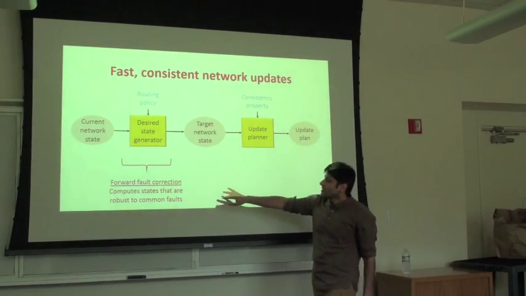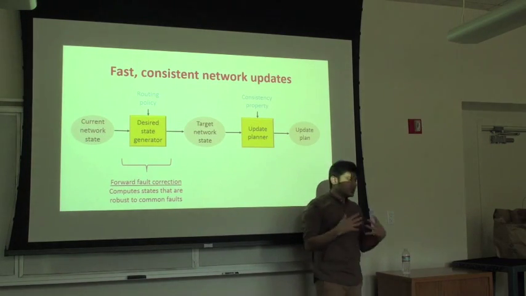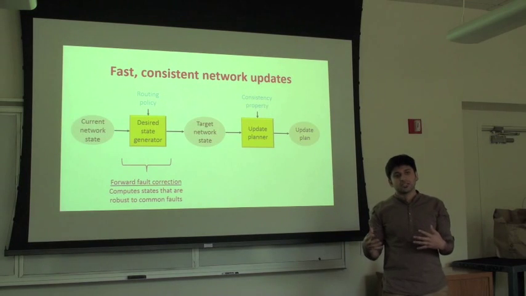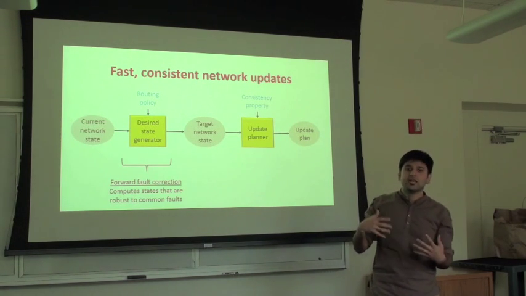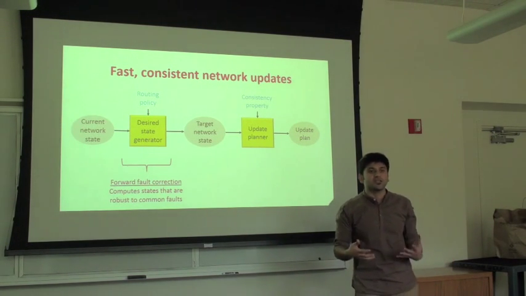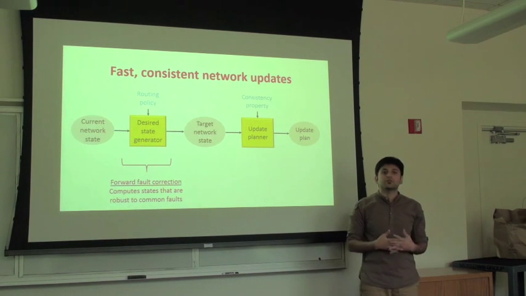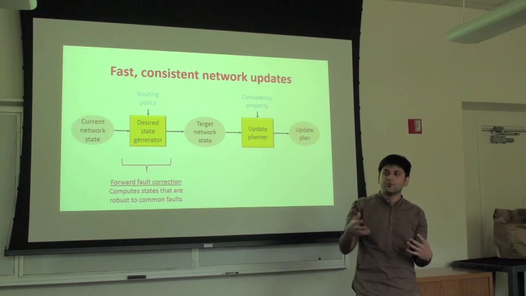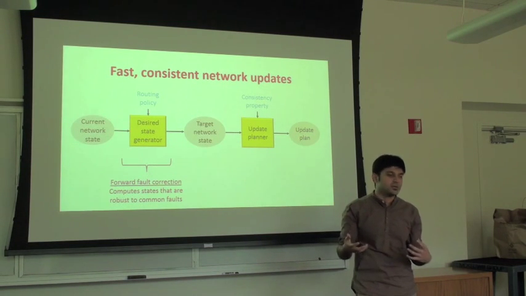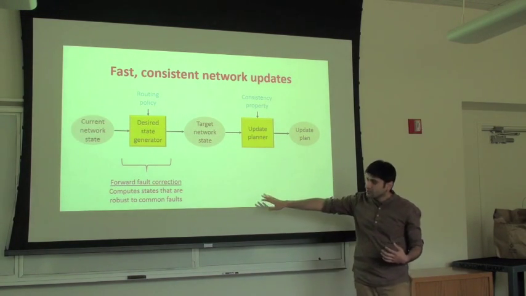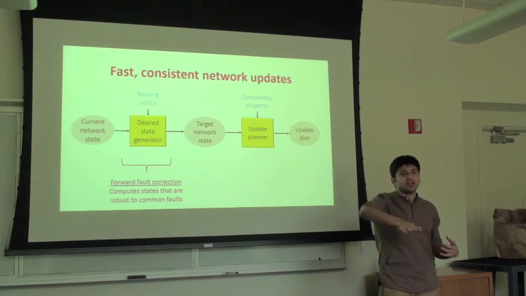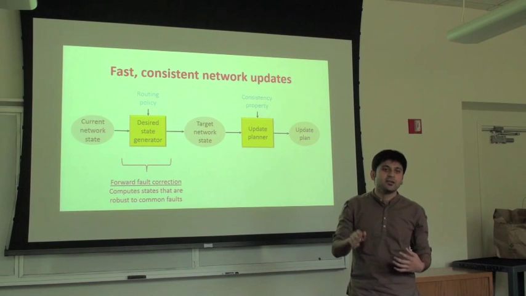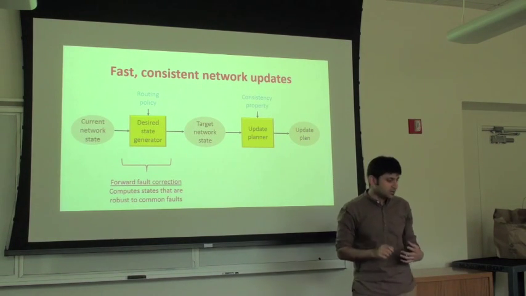So one of these is what we call forward fault correction. This is a way to proactively handle failures, such that even if K faults, K update failures, happen in the network, no congestion will happen. The analogy here is to forward error correction, where you add redundancy in your packet stream such that a few packets can get dropped and nothing bad will happen. So in forward fault correction, we compute traffic spreads in the network such that some links could fail or some switches could fail to update, and yet no congestion will happen.